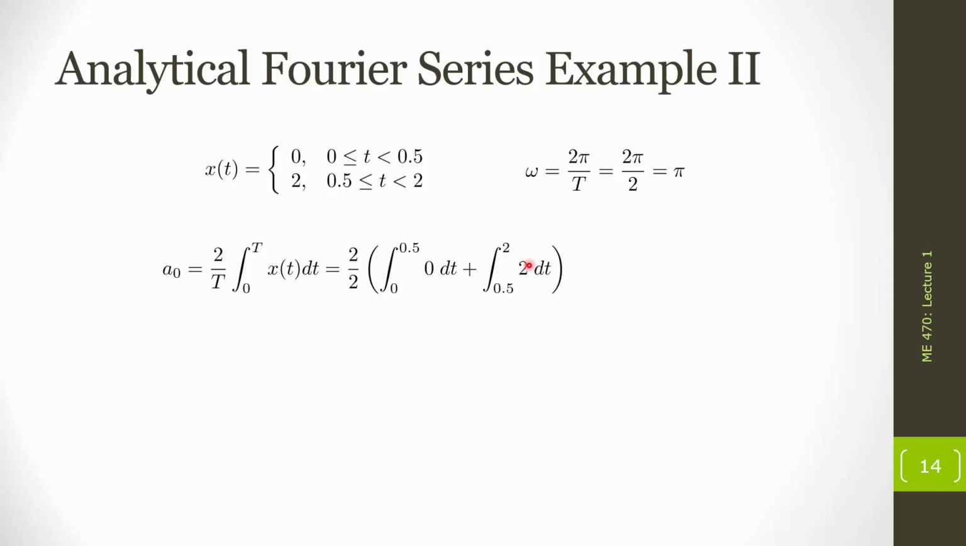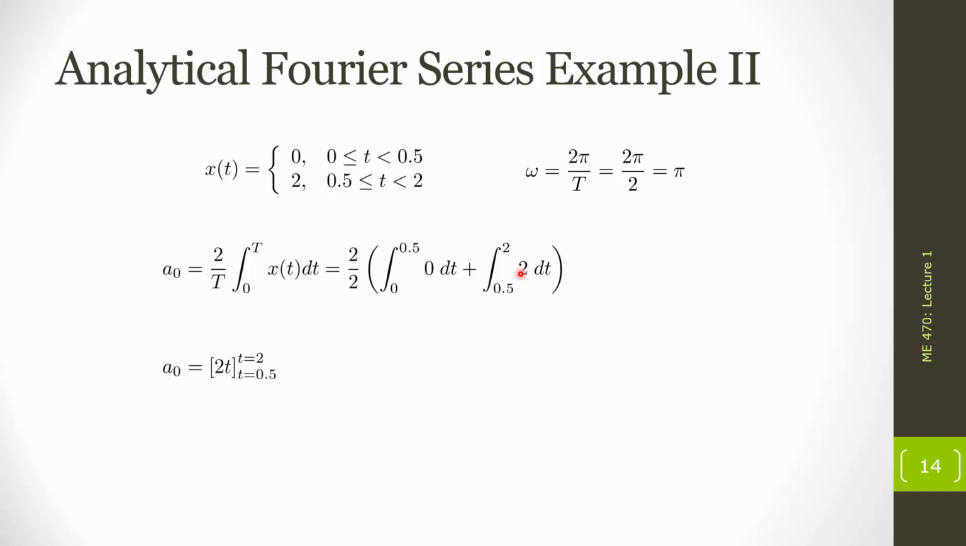All right, so this is helpful because now it's, in this case at least, pretty easy to do my integration. The integral of 0 is just going to be 0. This 2 over 2 is going to go to 1. So all I'm going to be integrating is 2 from 0.5 to 2.